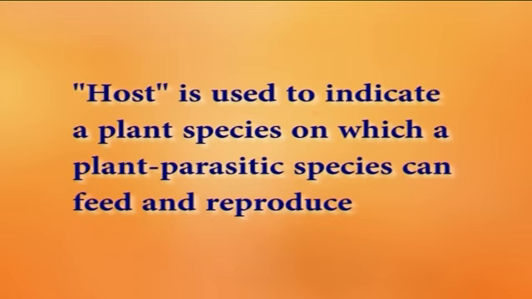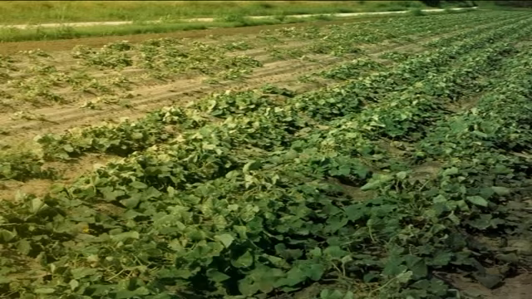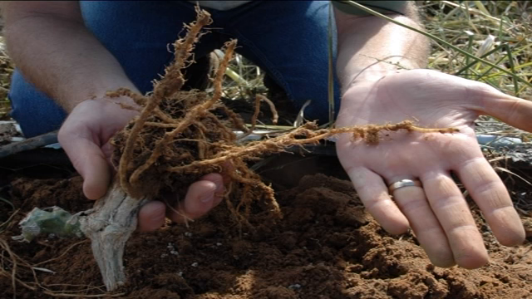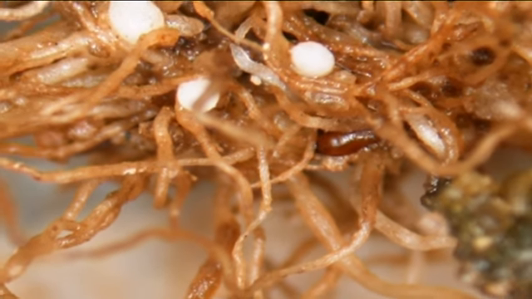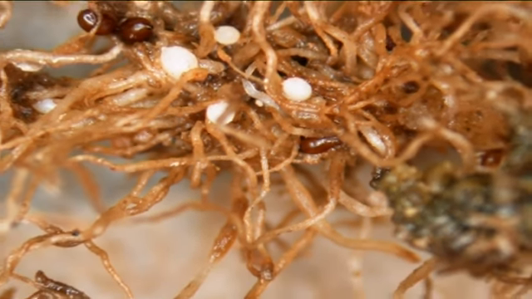In today's episode, we are going to discuss the topic host plant resistance. The term host is used to indicate a plant species on which a plant parasitic species can feed and reproduce. The general condition, however, is that a given plant species is a non-host to most nematode species. That is, most nematode species do not use the plant as a food source.